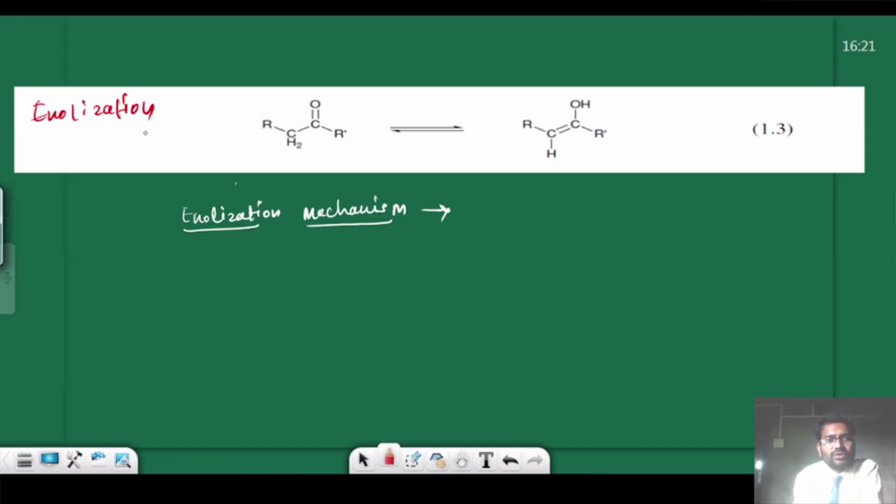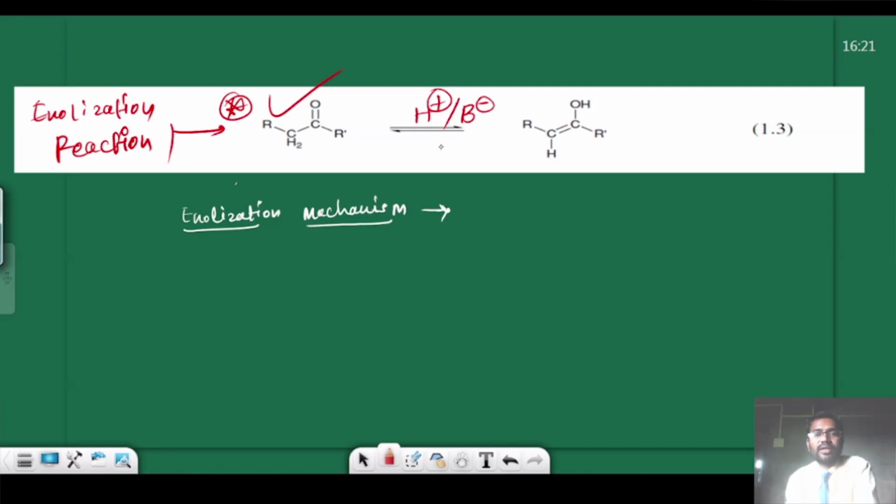Enolization reaction. So this is nothing but the enolization reaction. In the book further they have mentioned the enolization reaction. How does enolization take place? In the presence of acid as well as in the presence of base, enolization takes place. In the presence of base, enolization takes place like this.